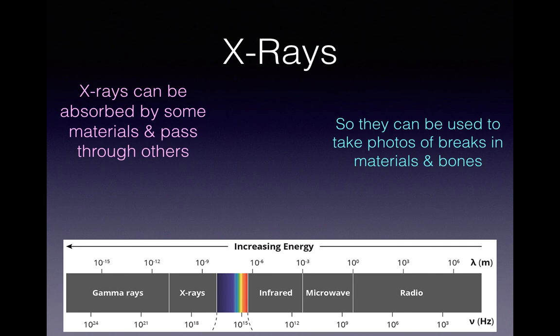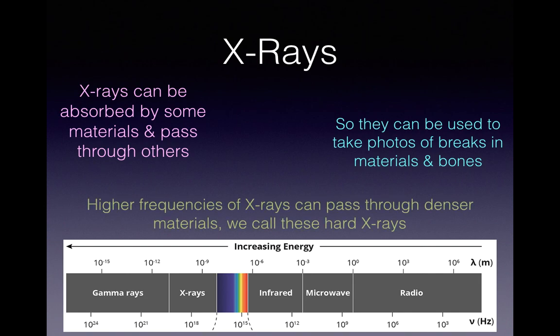Alright, and I said there a minute ago that X-rays are actually a range of frequencies or a range of energies. The higher frequencies can pass through denser materials. We call these hard X-rays. So these would be the frequencies that are closer to gamma rays. They're also more ionizing, so they cause more ionization of atoms, and you're more likely to get cancer from exposure to those.